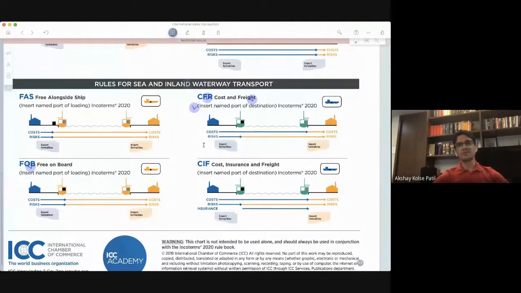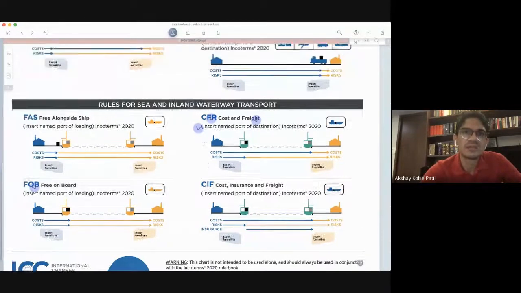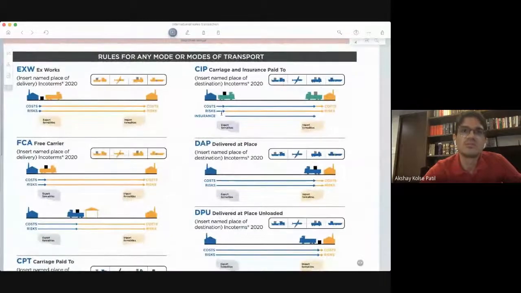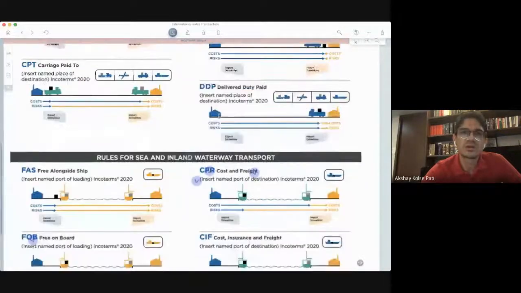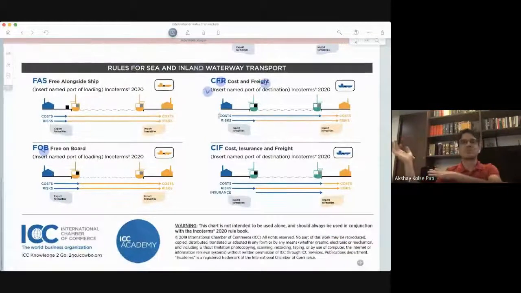Now, broadly speaking, with respect to transport by sea, there are four major Incoterms. And in fact, if you see, these other Incoterms are for other modes of transport, which include the Amazon kind of example where you have delivery at your door. In any case, the four rules for sea are FAS, which is free alongside ship.